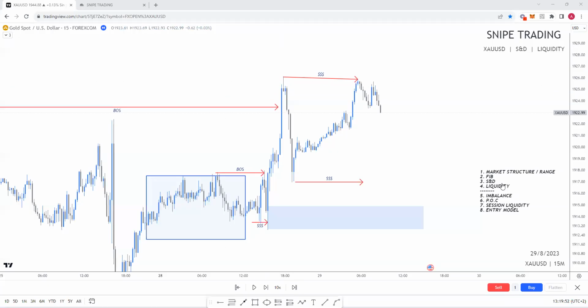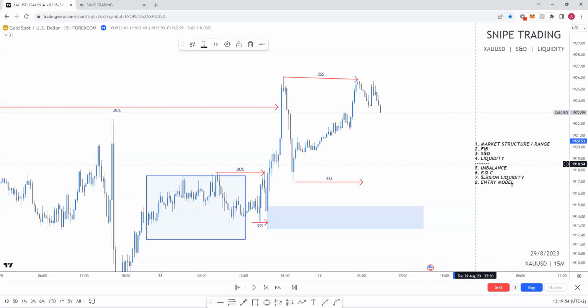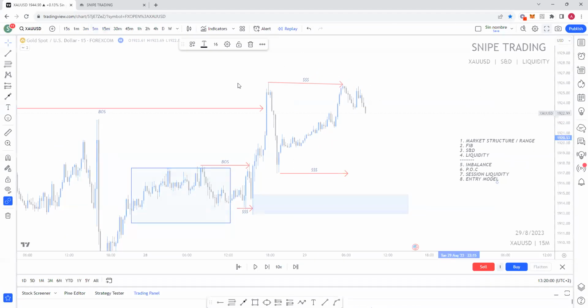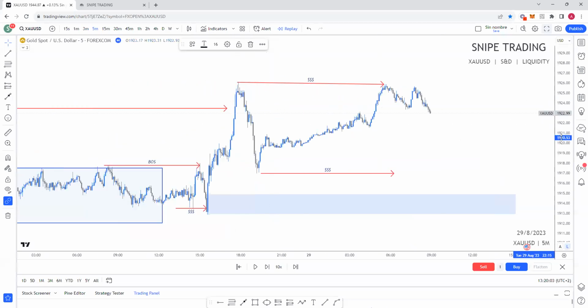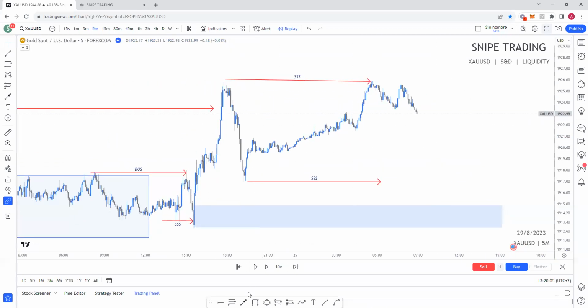Then we're going to look for the next extra confluences, the next four confluences. Imbalance. If we go into the 5-minute time frame, we identify the imbalance. You can clearly see we have this imbalance right here above the zone.